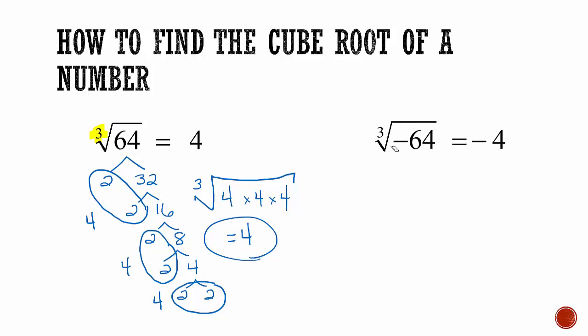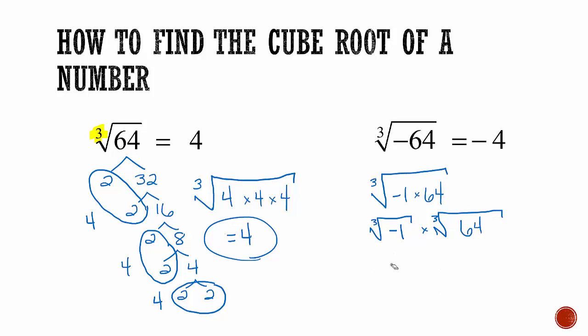Another example might be the cube root of negative 64. This is really the cube root of negative 1 times 64, which is really the same thing as negative 1 times the cube root of 64.